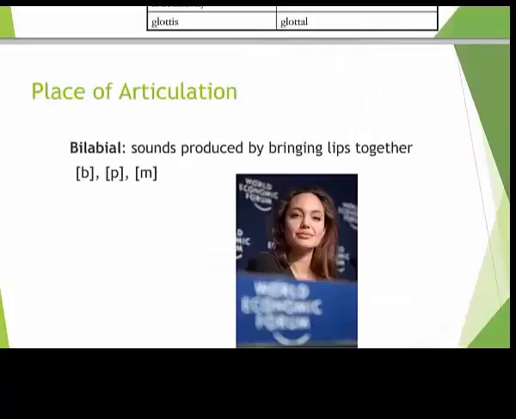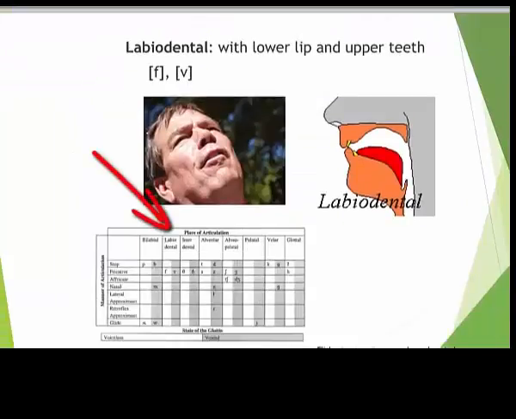So for example, a bilabial. Bilabial sounds are produced by bringing the lips together, as in b, p, and m. Labiodentals, right, involve the lips and the teeth. So these are produced with the lower lip and the upper teeth, as in f and v.